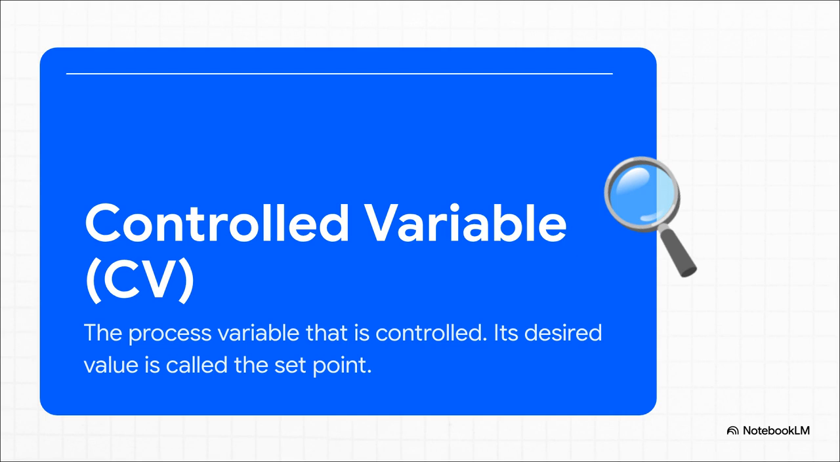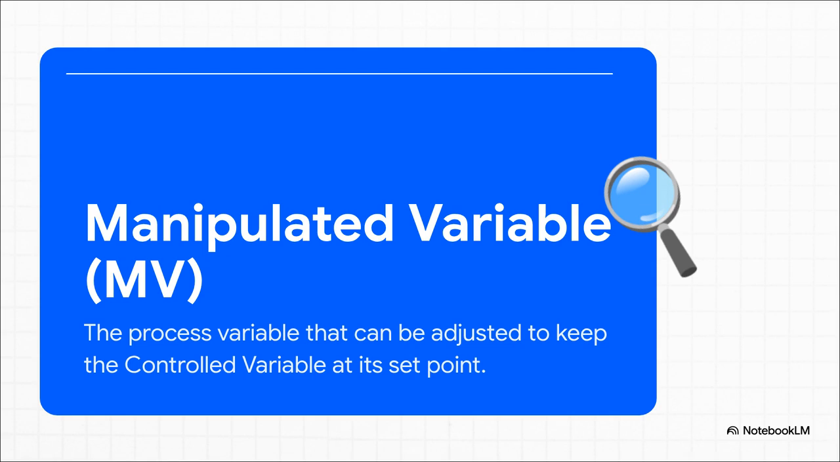That's the goal. Next up is the manipulated variable, or MV. This is the knob you can actually turn, the lever you can pull to change your controlled variable. Sticking with our home heating example, this would be the furnace kicking on or the AC unit blowing cold air. It's the tool you use to hit your goal.